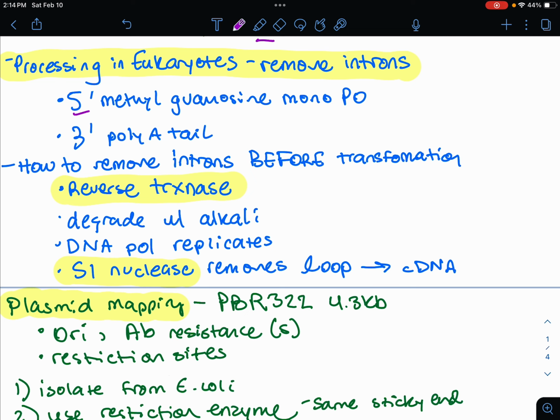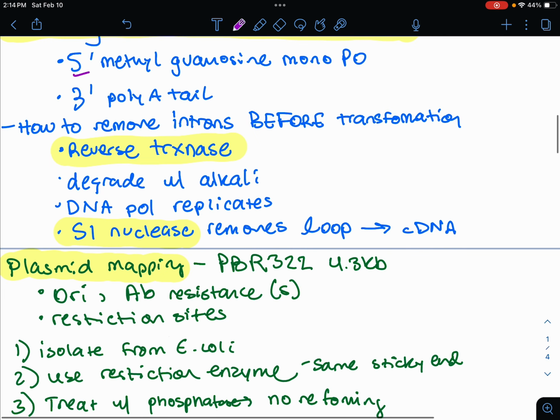This means that eukaryotic DNA cannot be processed by bacteria, so you would have to remove the introns before transforming any of these prokaryotes. You could use reverse transcriptase. This enzyme will take the RNA that's been manufactured by eukaryotic processing, and it's going to revert it back to DNA. What's the cool part of this? It's only going to be the exons because we already removed the introns in the RNA template that we're using to make DNA.